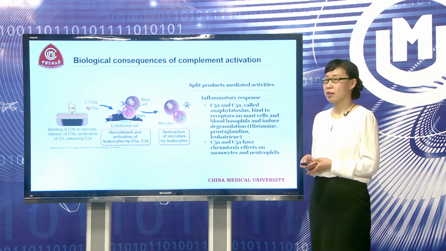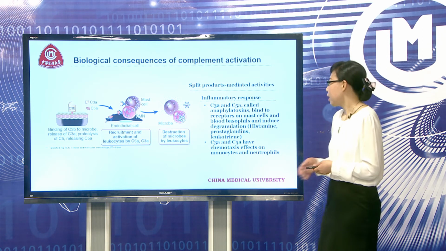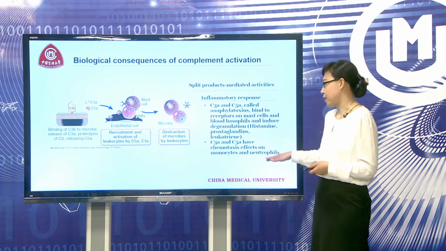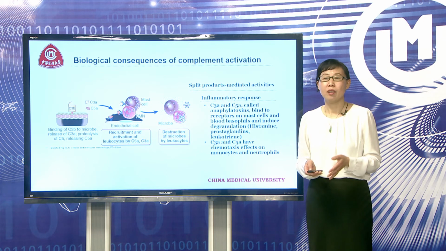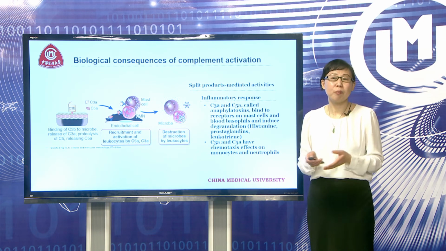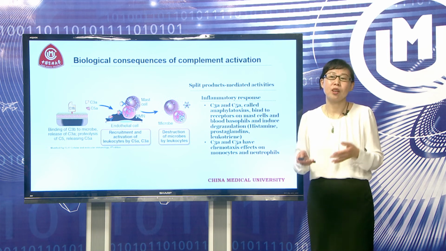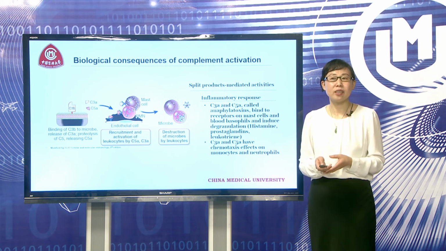In addition, C3a and C5a have the chemotactic effect on the monocytes and neutrophils. That means they can recruit a lot of the monocytes and neutrophils to the inflammation location and increase the inflammatory response.